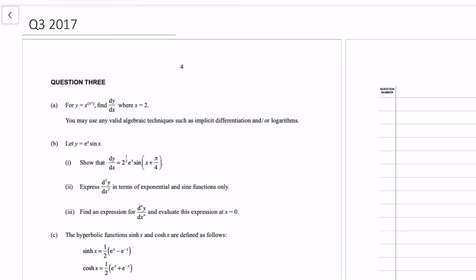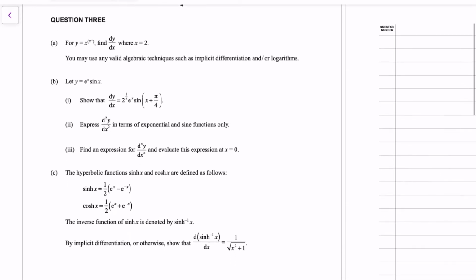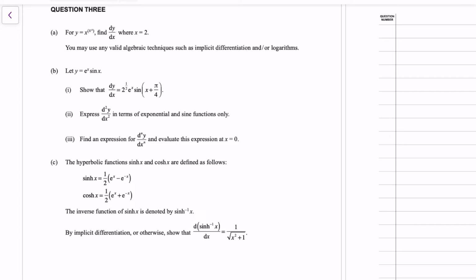All three questions are set in a differentiation context. The first problem involves using logs to differentiate an expression where x is in the power. The second part involves the product rule over and over again, and part C introduces hyperbolic functions and their derivatives.